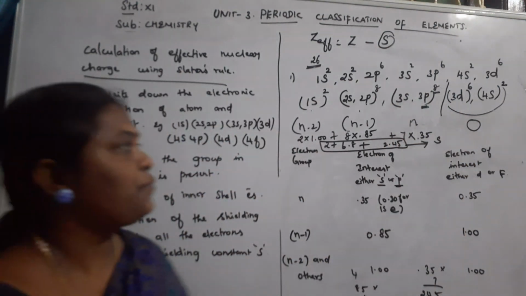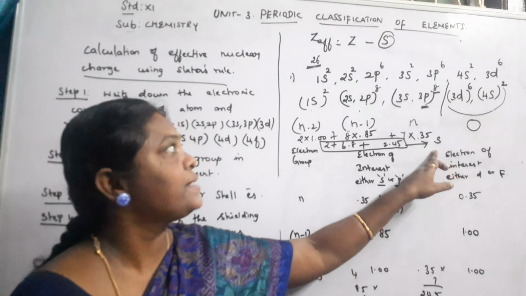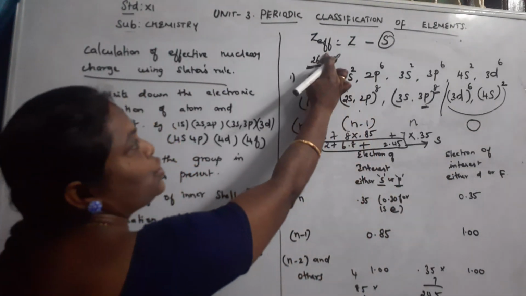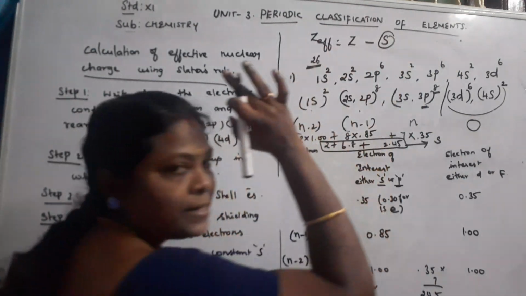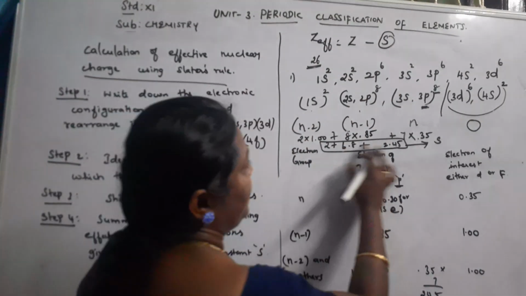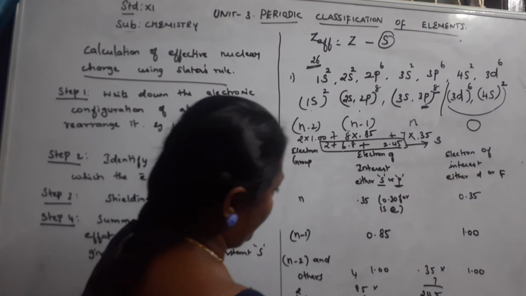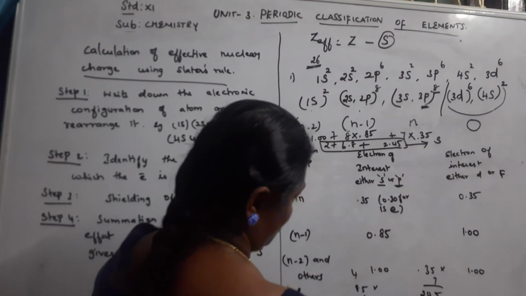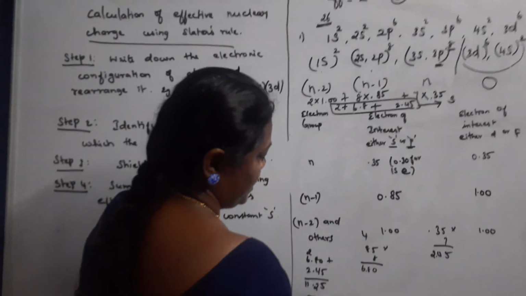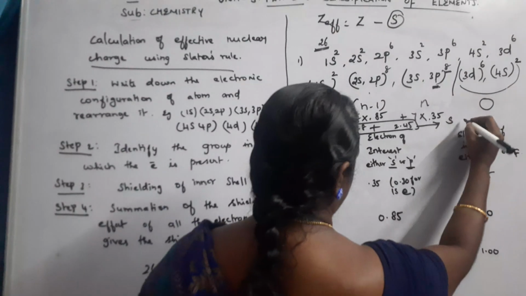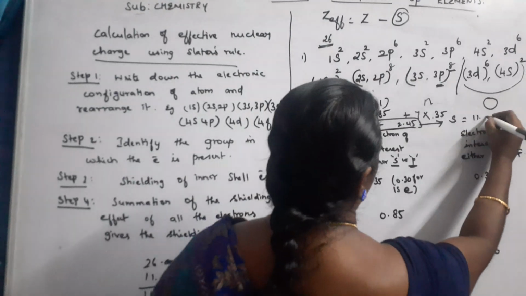Okay, so after calculating the value of S, we can calculate the effective nuclear charge by using this formula: effective nuclear charge equals Z minus S. So when summing up all this, what value are we getting? We are adding 2 plus 6.8 plus 2.45. We are getting the S value, S equal to 11.25.